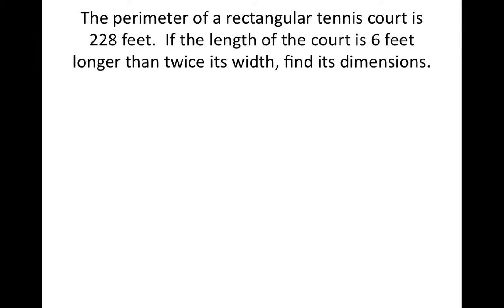The perimeter of a rectangular tennis court is 228 feet. If the length of the court is 6 feet longer than twice its width, find its dimensions. Let's choose the important information. The perimeter is 228. It's a rectangular tennis court. Well, who cares if it's a tennis court? It's a rectangle. The length is 6 longer than twice the width.